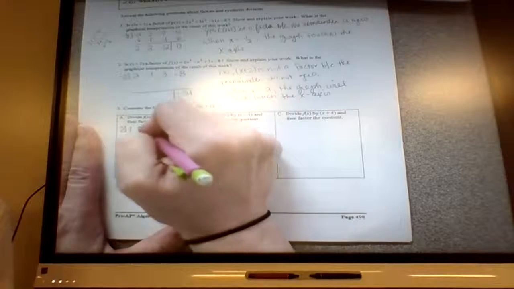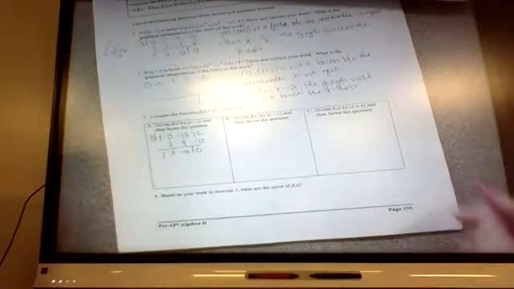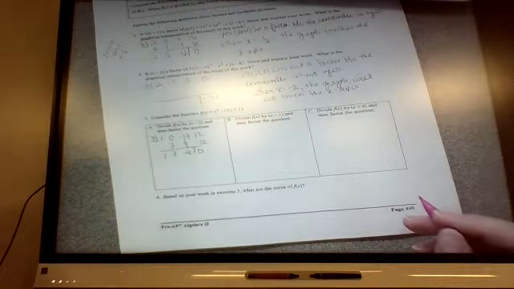1, 0, negative 13, 12. 1, 3, 3, 9, negative 4, negative 12, 0. Okay, so I know it's a factor, right?